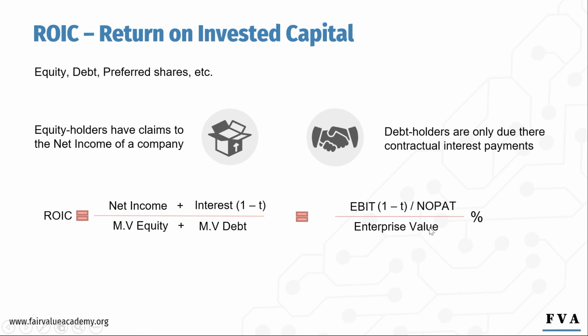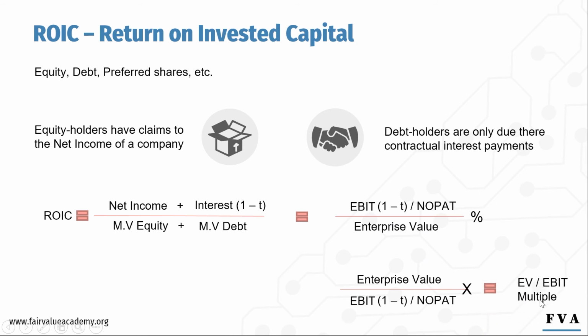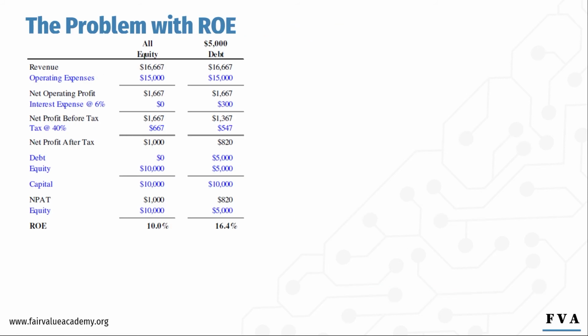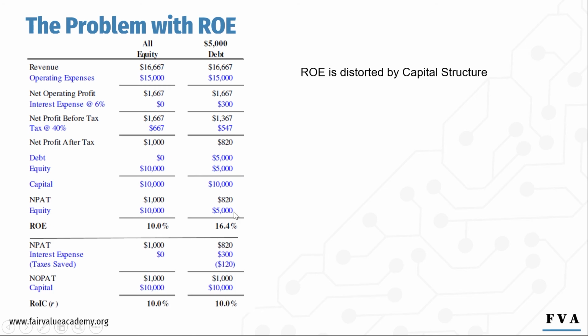And similar to when we inverse ROE to get the PE multiple, if we inverse ROIC, we get the EV/EBIT multiple, which many of you may have heard about. So let me explain the problem of ROE and then show you how ROIC solves this problem. As illustrated, ROE is distorted by capital structure. However, ROIC shows a return which is not impacted by capital structure.